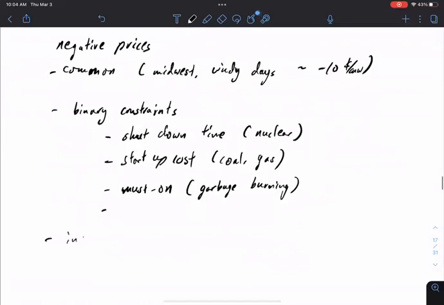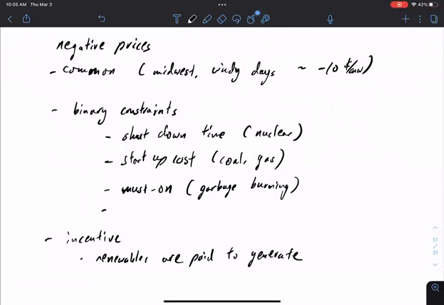So that's not a hard constraint like nuclear. Nuclear is really an engineering constraint; this is a financial incentive. So renewables are paid to generate. If it's negative $10 per megawatt, it's okay, I'm getting paid from somewhere else, so I should still generate power. And so this is a financial incentive. There's one more engineering constraint.